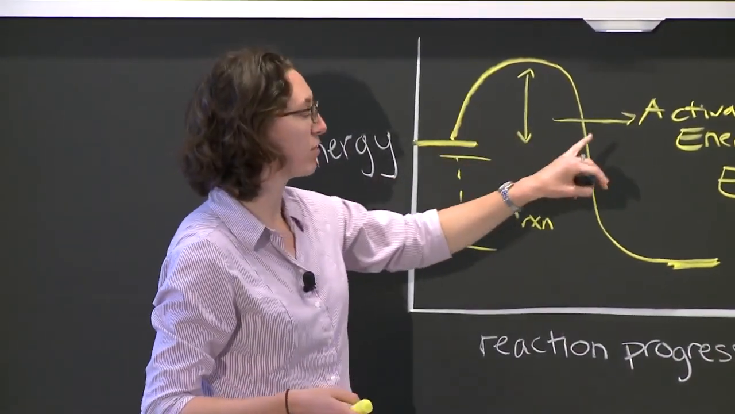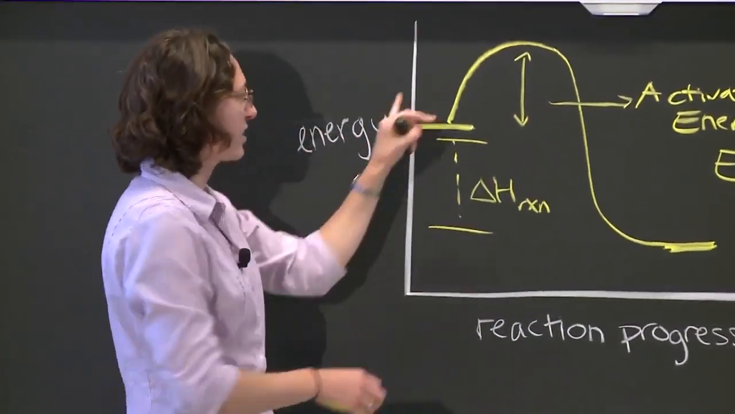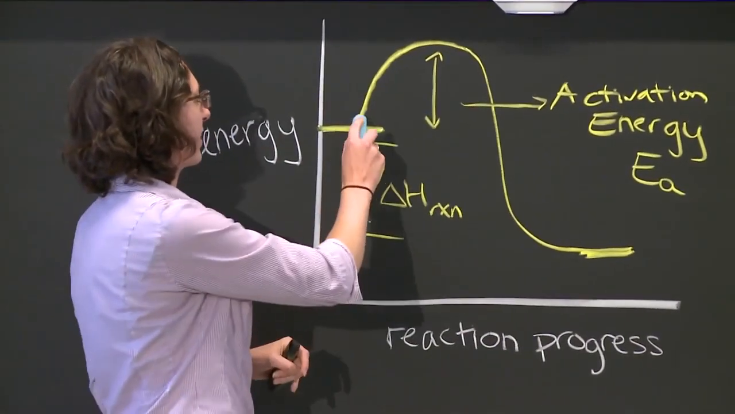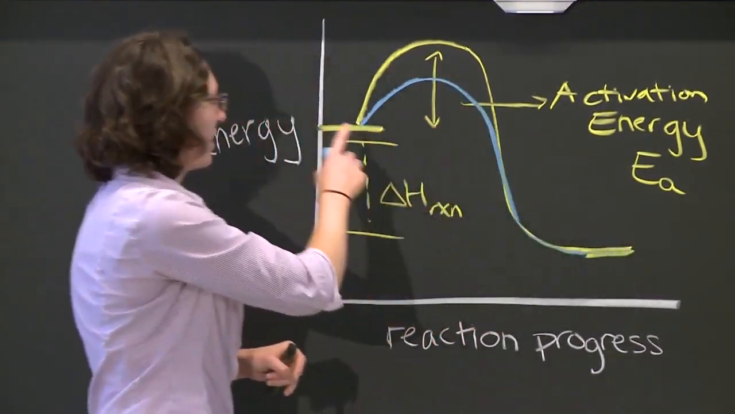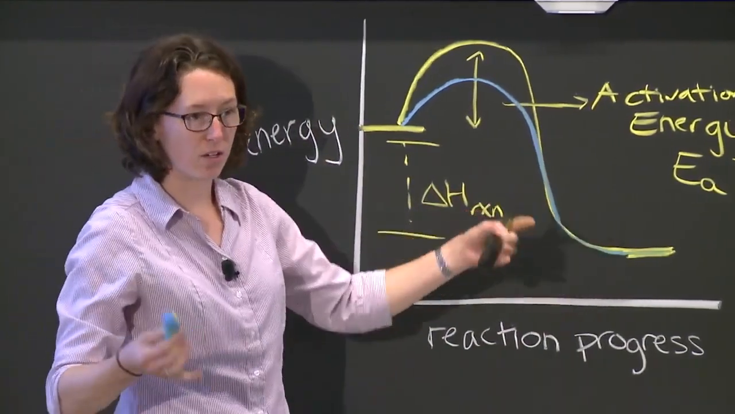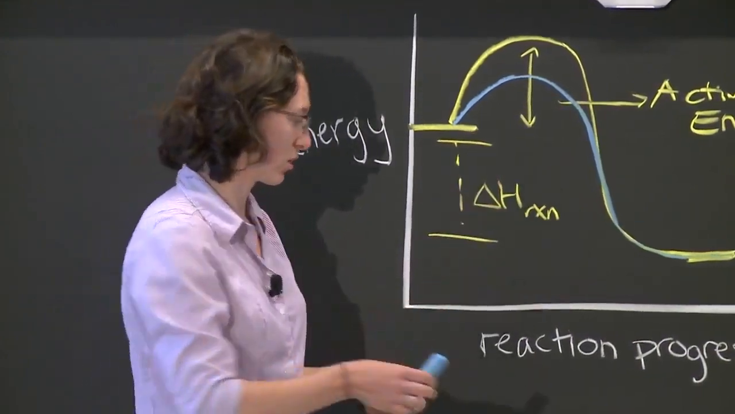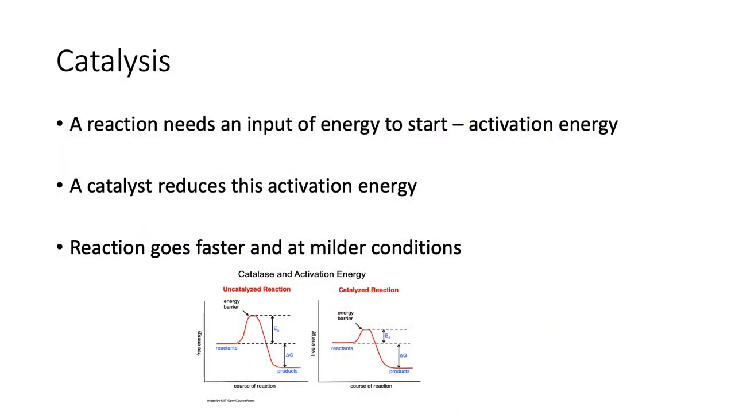So a catalyst functions and it makes the reaction faster by lowering this energy barrier. So if the yellow line is the reaction without a catalyst, then with a catalyst, it will be smaller. And the products and the reactants will have the same total energy, but the energy you need to put in to get the reaction to go is going to be less. And so the reaction can go faster and it can go at milder conditions, and we can talk about how enzymes work to lower this activation energy.